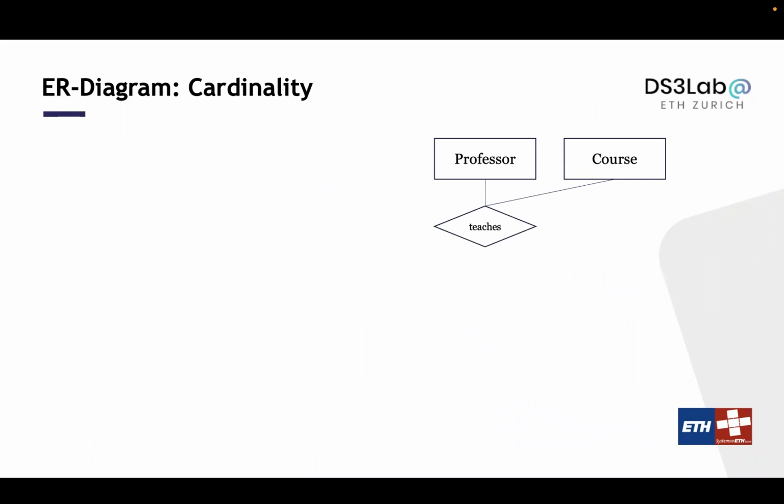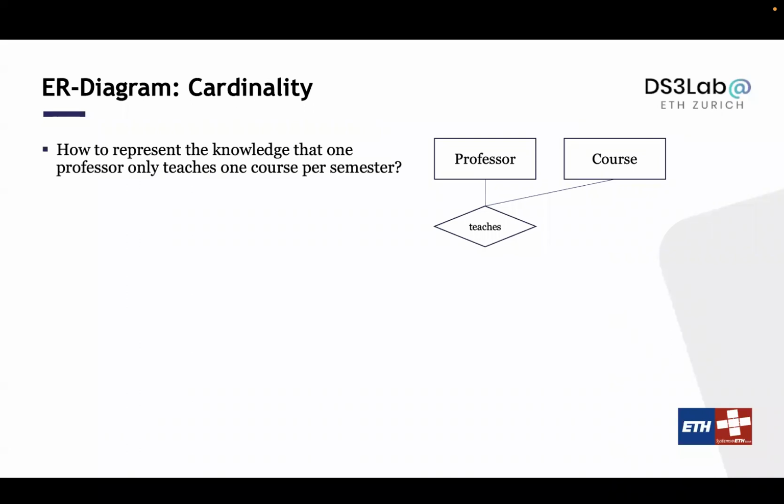Another concept that we are going to introduce in entity relationship diagrams is something that we call cardinality. It tries to model something that we don't know how to model at this moment. Assume we have these two entity sets, professor and course, and we have one relationship, for example, teaches. Professor teaches course, connecting these two entity sets. And assuming in this application, I want to encode something to say, one professor only teaches one course per semester. How can I do that?